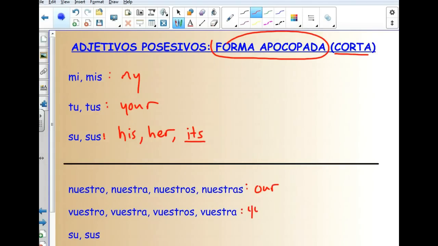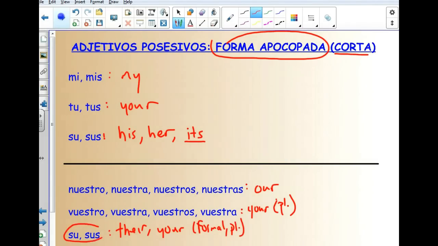Vuestro is the word for your, but it's the plural your. It's the vosotros form, usually used mostly in Spain. And then su and sus is the word for their, and it's also the word for your formal plural as well. So, I use this form all the time with you guys. Tienen que hacer su tarea. You need to do your homework, all of you, because it's more common than the vosotros form, which again is really mostly only used in Spain, although you will hear this quite a bit in literature and in different countries.